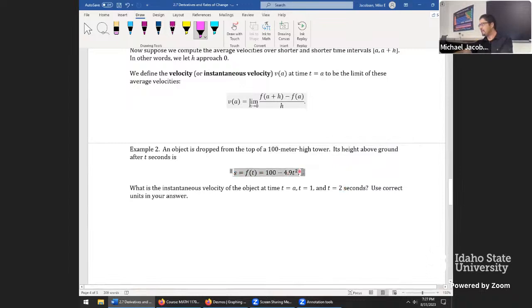So that's going to be the governing function: 100, probably coming from the 100-meter high tower, minus 4.9 t squared. The 4.9 is coming from acceleration due to gravity, and we'll look at how to calculate those values, given initial assumptions about acceleration. Yeah, go ahead.